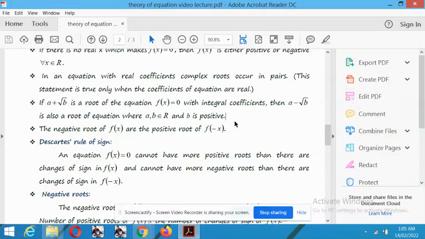So once again, if a plus root b, that is the third kind of root, is a root of the equation f of x equal to 0 with integral coefficients, that means the coefficients are integers, then a minus under root b is also a root of the same equation, where a and b are real and b is a positive number.